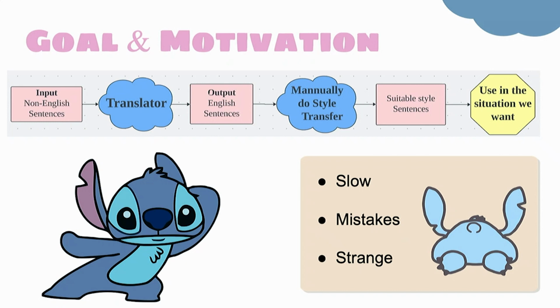Today we are going to talk about our project LingoEtiquette. As non-native English speakers, we are accustomed to typing sentences in our mother language into a translator to get English translated sentences, and then doing style transfer manually to finally use them in the situation we want. This process is time-consuming, easily makes mistakes, and our sentences may seem strange to native speakers. To help people communicate using English accurately and conveniently, especially beginners, we did this project.